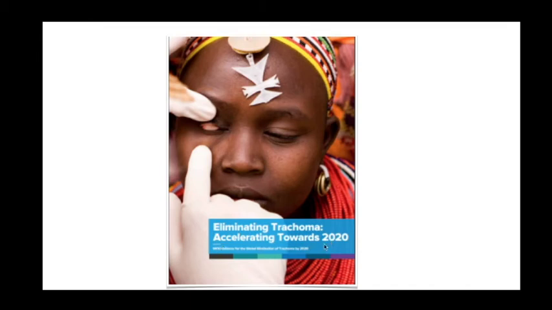Eliminating trachoma, accelerating towards 2020. Reading this, we could guess that I am going to talk about treatment next. So why is it called 2020? Under the WHO program GET 2020, that is the Global Elimination of Trachoma by 2020 program, WHO has adopted a strategy called the SAFE strategy that is aimed at the prophylaxis against trachoma infection and prevention of blindness.